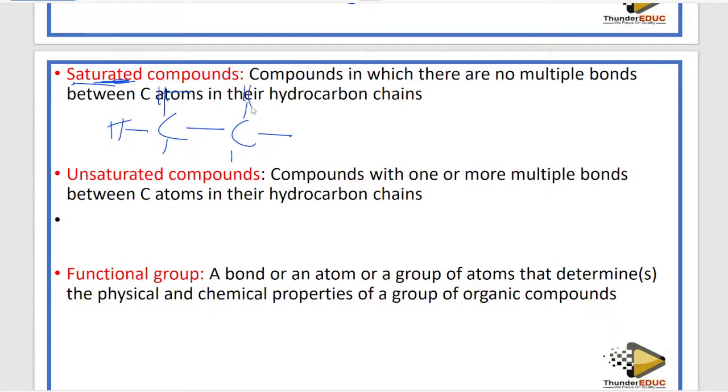Hydrogen, hydrogen, hydrogen, hydrogen, hydrogen, hydrogen. You can pick any alkane. I just picked that one. You can pick anything else.